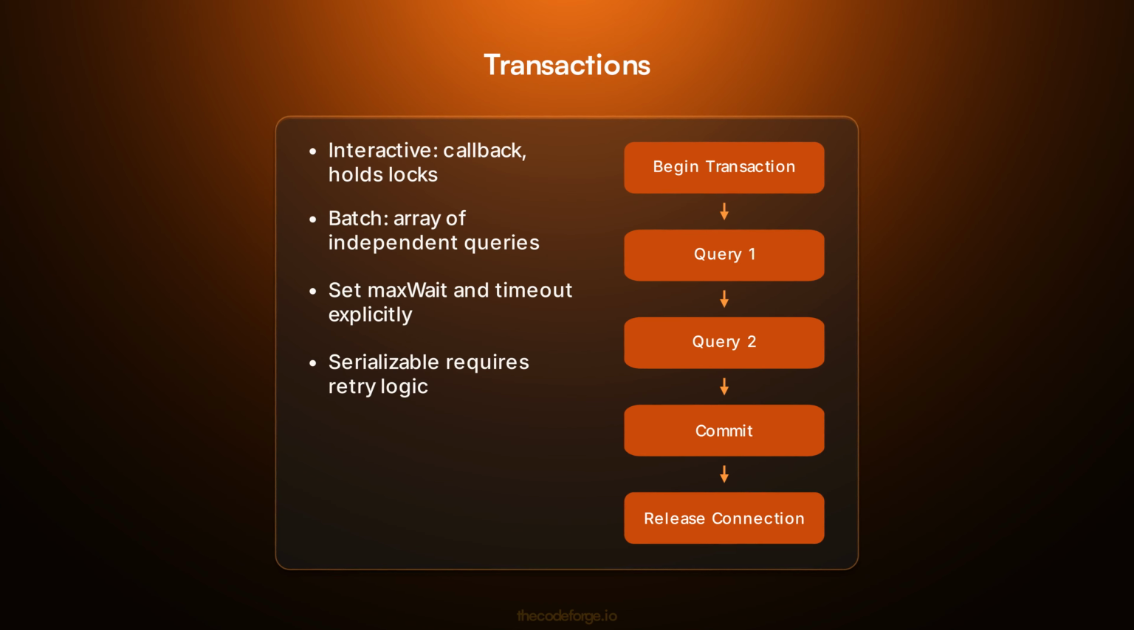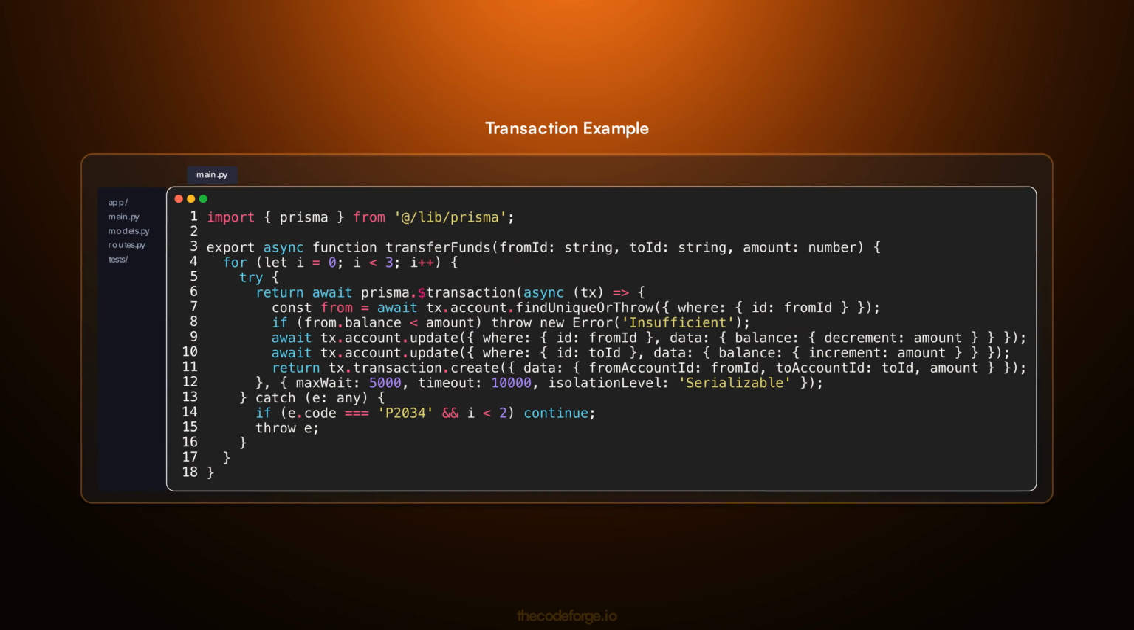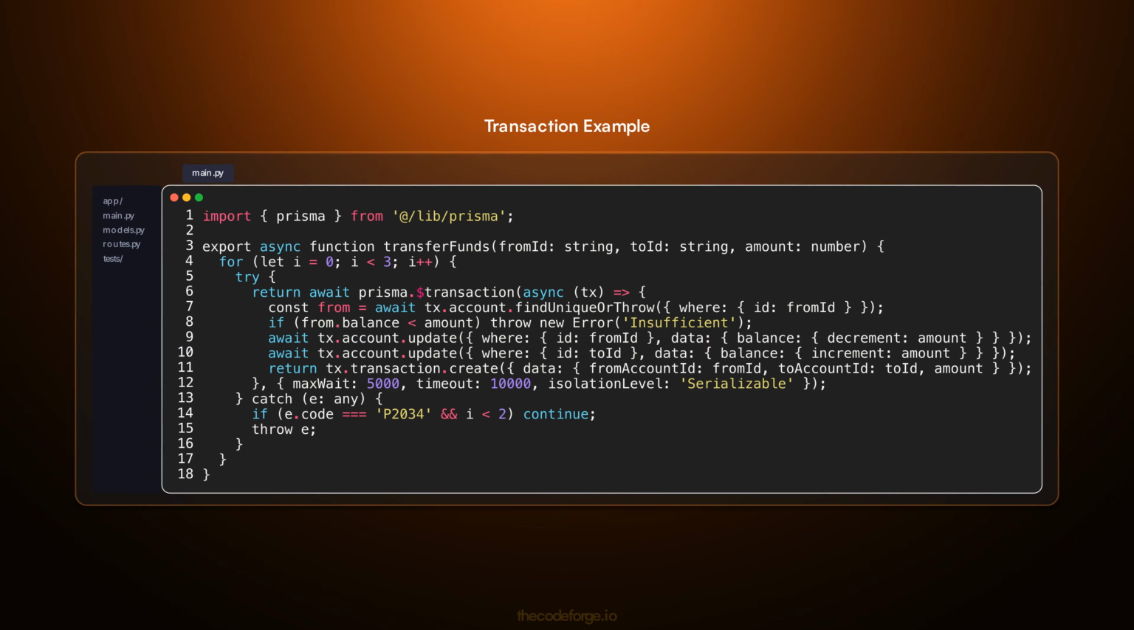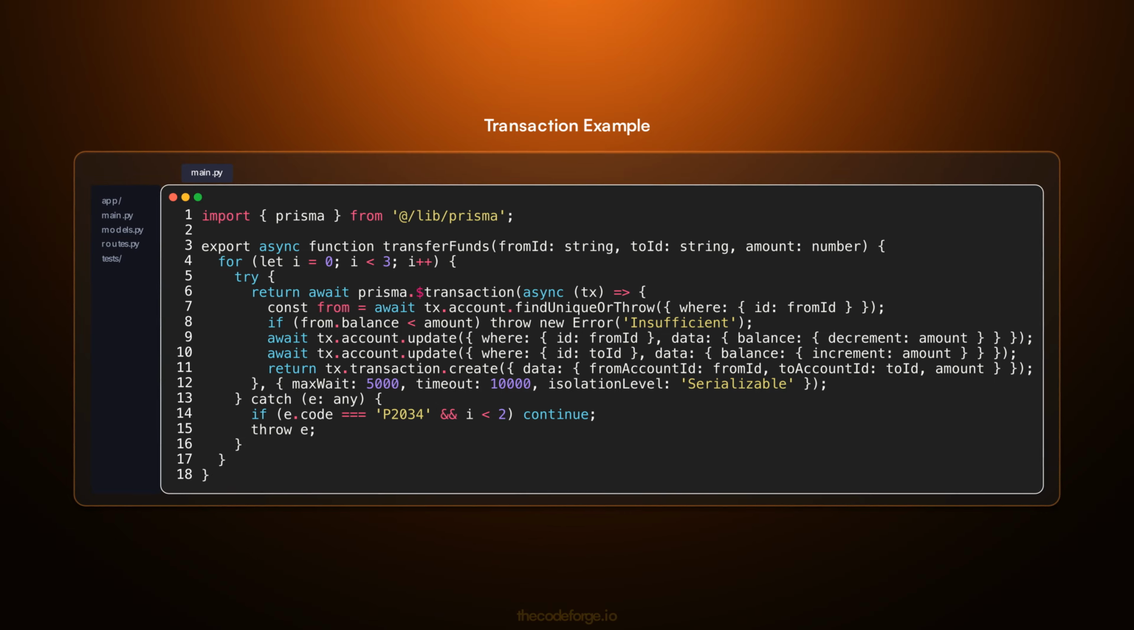Interactive transactions hold locks for the callback duration, so never do HTTP calls or heavy computation inside. Serializable isolation provides the strongest consistency, but throws serialization errors under contention. You must retry. Here's an interactive transaction with retry logic for serializable isolation. We wrap the transaction in a for loop to retry on serialization failures, P2034. We also set explicit maxWait and timeout to avoid hanging connections.